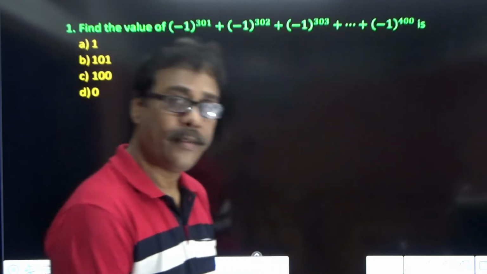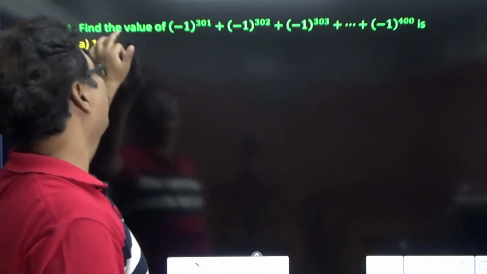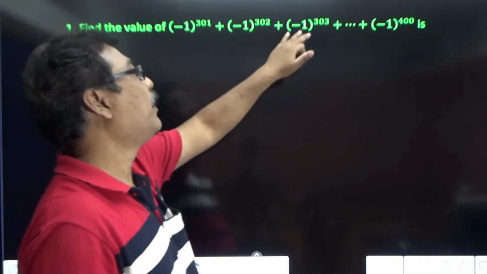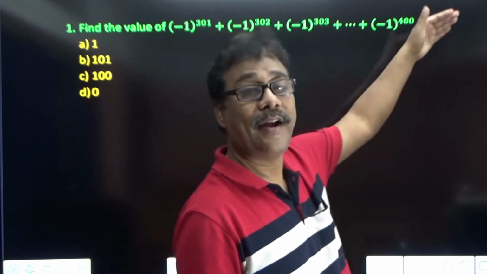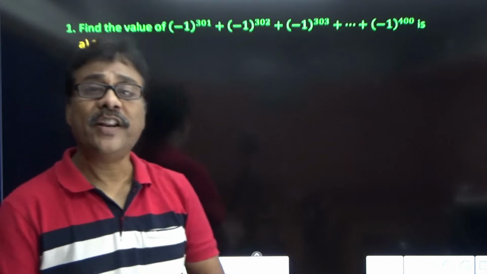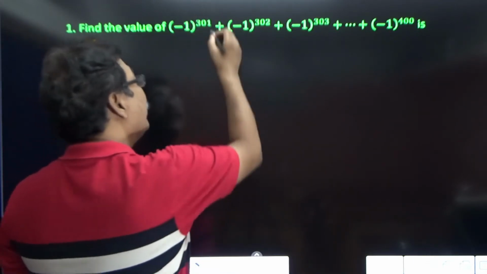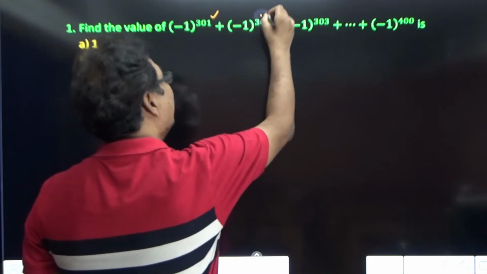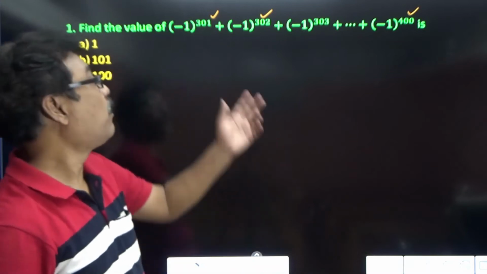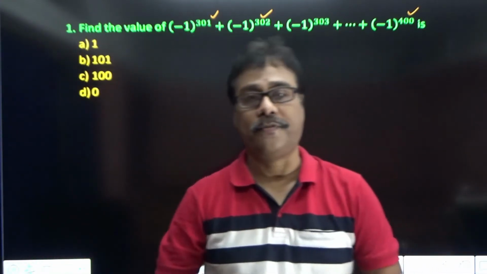Let's start. First question. Find the value of this expression. Find the value of minus 1 to the power 301, minus 1 to the power 302, minus 1 to the power 303. Just like that, we are going up to minus 1 to the power 400. Children, you can see here, it is written minus 1 to the power 301. It started from 301, then 302, and it goes up to 400. That is from 301 to 400. There are 100 number of terms.